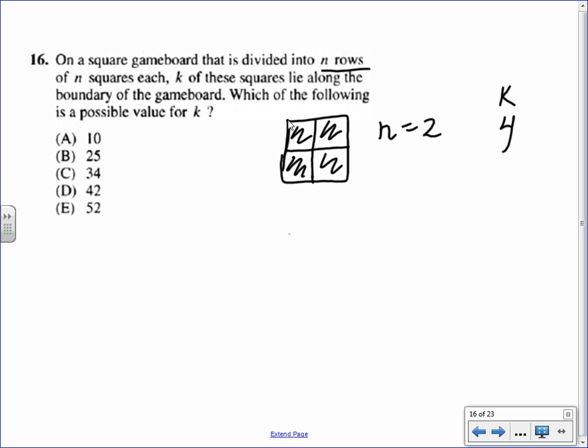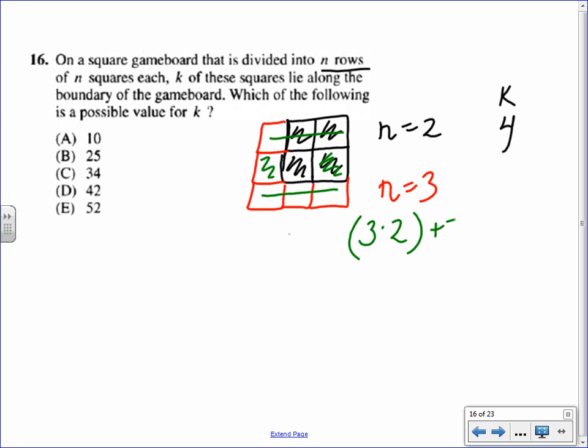So now if we add a third row, a third column, and a third row, because it needs to be a square. So our number of rows is 3, and k, the number of squares on the outside, then becomes 3 plus 3 plus 1 here and 1 here. So it's going to be 3 times 2 plus 2, and that gives us 8.